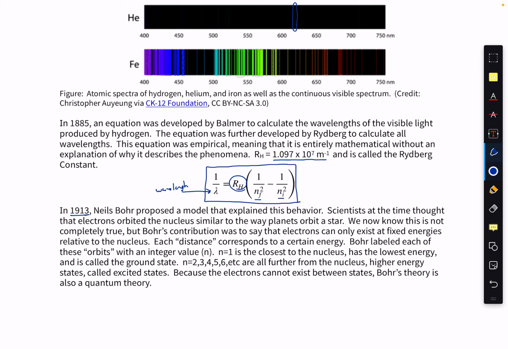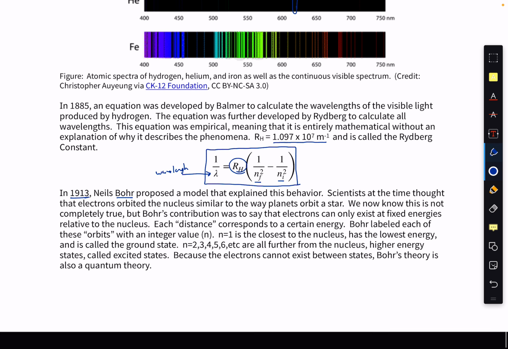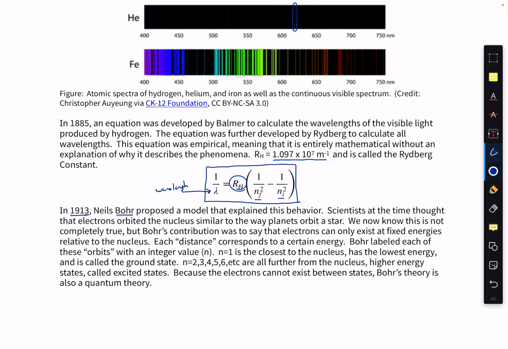In 1913, a guy by the name of Niels Bohr came along, and he proposed a model for the hydrogen atom that explained this behavior. Scientists at the time thought that the electrons were orbiting the nucleus the way that a planet orbits a sun or a star. And we now know that this isn't true, but the Bohr model is somewhat simple to look at, and so I think that's why we start here. The actual model of the atom that we understand today is a little more complicated, so we're going to build to it. So we're going to start with the Bohr model, even though we know that it's not 100% accurate.